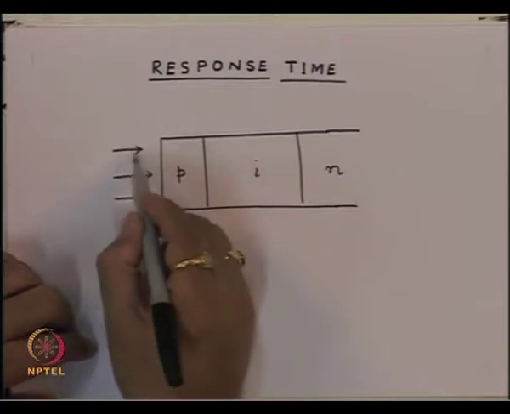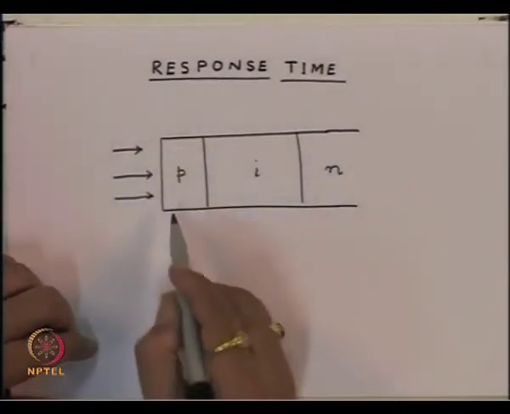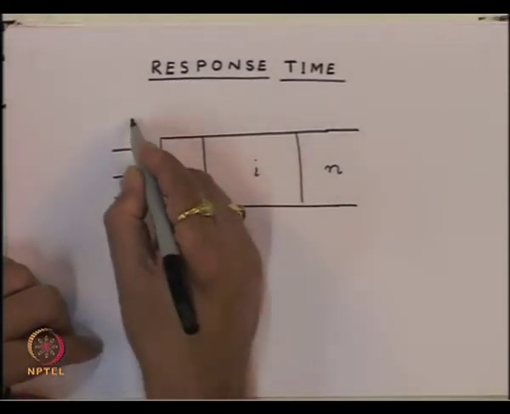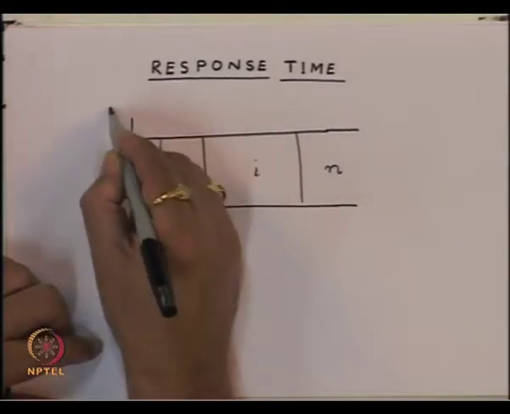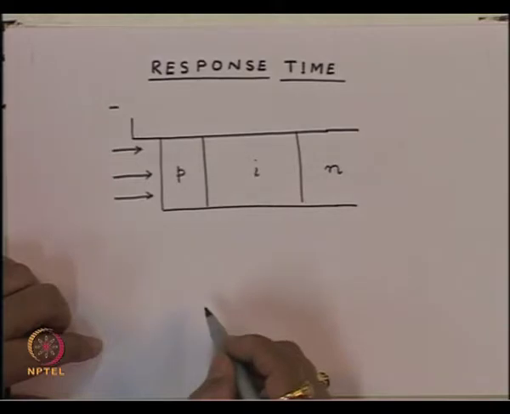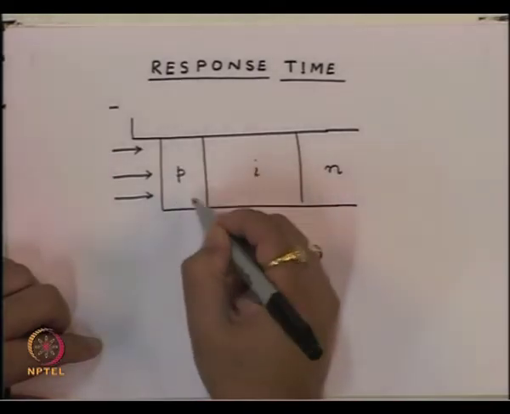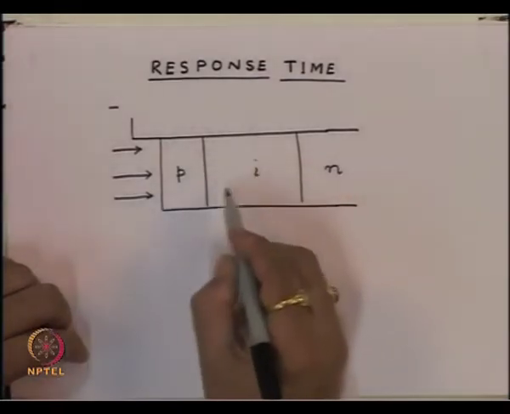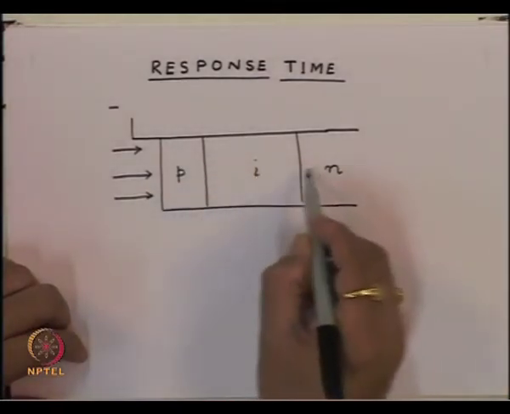So, if the photon flux is incident on this device from the p side, since this is connected to negative polarity, this is negative here, the holes which are generated in this region are immediately swept away, and the electrons are the ones which essentially are going to cross the intrinsic layer.